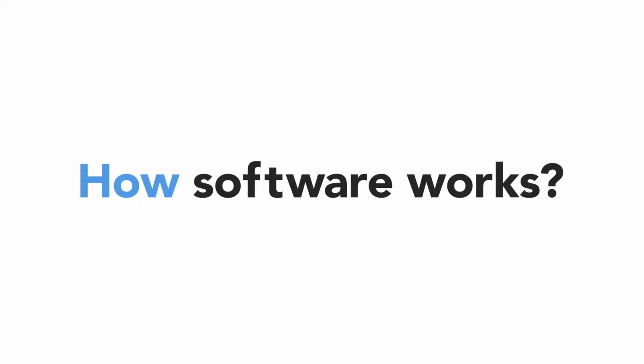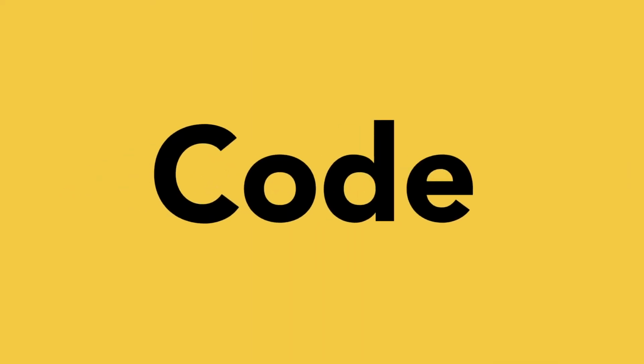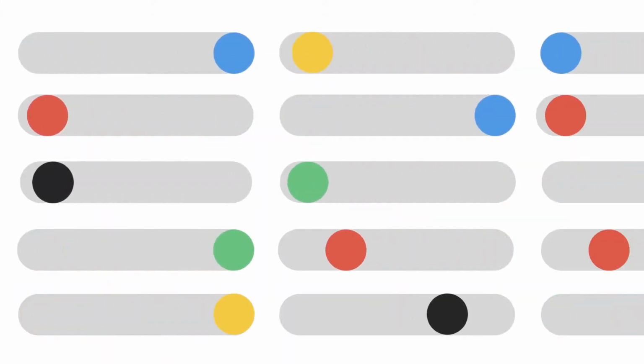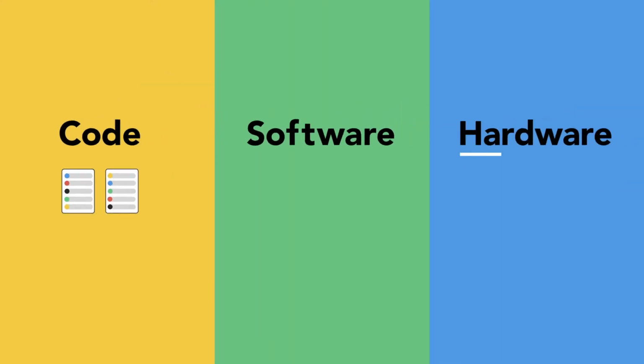We're going to look at three fundamental tech principles: code, software, and hardware. So what is code? Code is lines of instructions for a computer. Just like Word documents, code is stored in files. Unlike Word documents, code is written for hardware rather than humans to read.